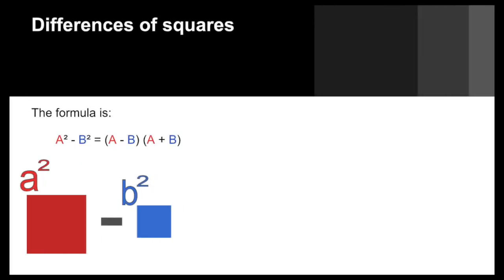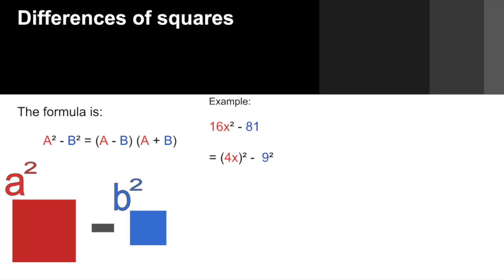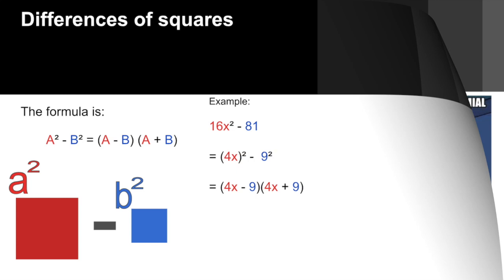The formula for difference of squares is a squared minus b squared equals a minus b times a plus b. An example of difference of squares is 16x squared minus 81. You then factor it to equal 4x squared minus 9 squared. Then you apply the formula, which equals 4x minus 9 times 4x plus 9.